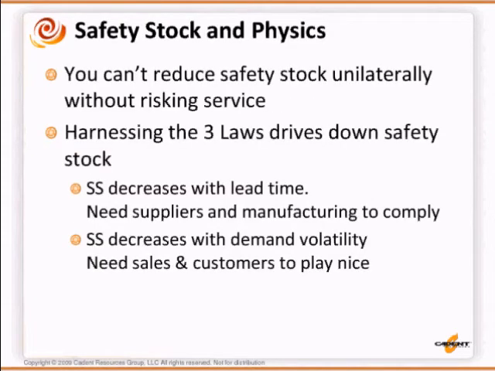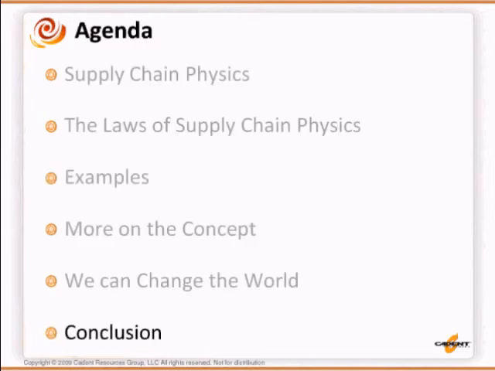Now, if we reduce safety stock, the law of interdependency tells us that you'll have a service risk. So if we harness all these three laws together and drive down safety stock in an intelligent way, this safety stock decreases with lead time, so we need suppliers and manufacturing to comply with this. Safety stock would decrease if we can dampen demand volatility somehow, and we need sales and customers to play nice to make this happen. I didn't say it was easy, but it's things that we have to look at. And like I said, we will get more into this in the second session of this.